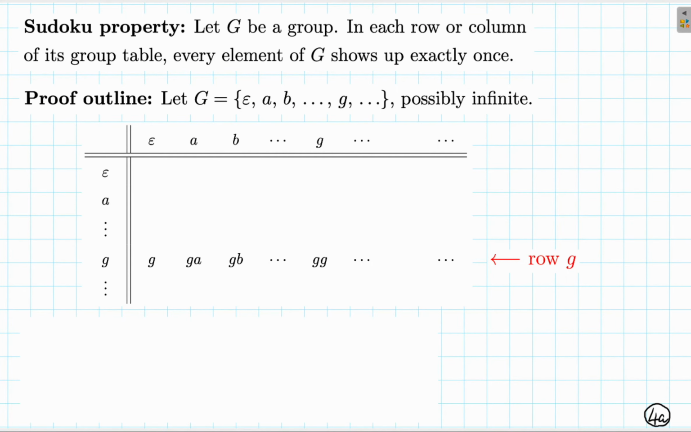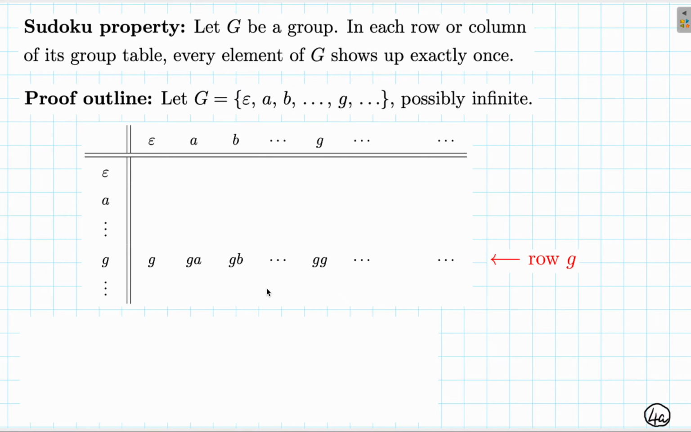Next, we will provide a proof outline of the Sudoku property. And the complete proof is in chapter 9 of the textbook, and so I'll ask you to read it there. And here we're going to provide the big picture. And so suppose we have a group called capital G, and it contains the identity, A, B, little g, and this could possibly be an infinite group. And here's its group table. Again, this could be infinite, and it has all the possible products.